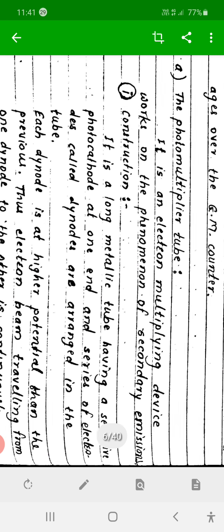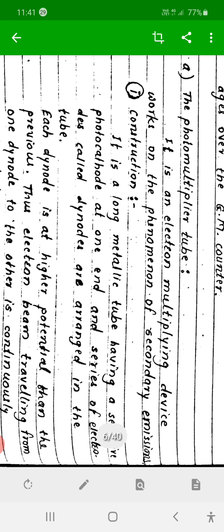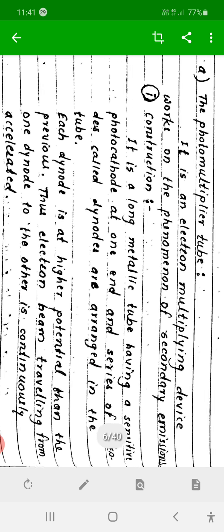A photomultiplier tube is an electron multiplying device similar to an amplifier. We know an amplifier amplifies sound. In the same way, this photomultiplier tube multiplies electrons and works on the phenomenon of secondary emission. Now, the construction of the photomultiplier tube.